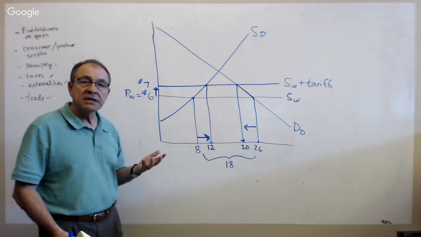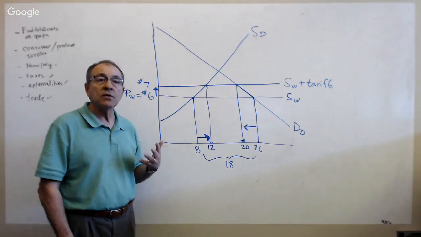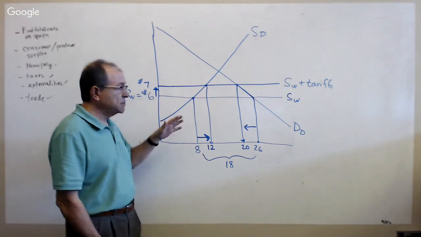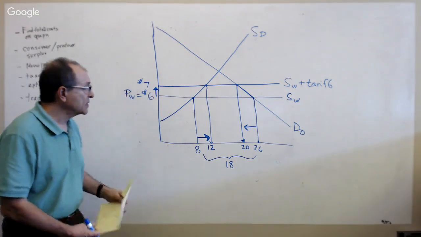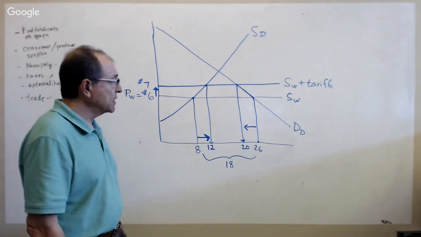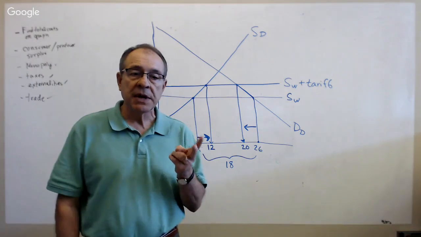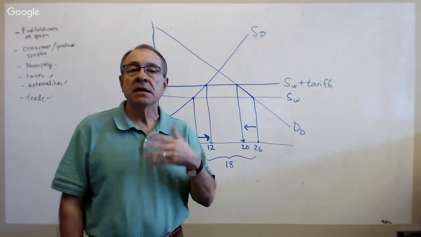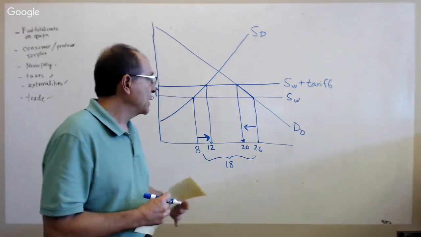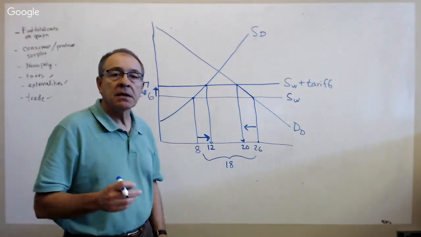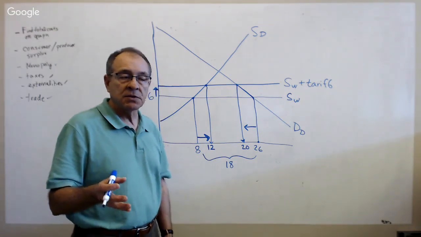What are the implications of this, though, for the well-being of producers, consumers, and the nation as a whole? And that's what I'm going to turn to now. So in other words, I need to calculate the impact on consumer surplus, the impact on producer surplus, and then the overall impact on the nation. Okay, so let's start with the impact on consumer surplus.